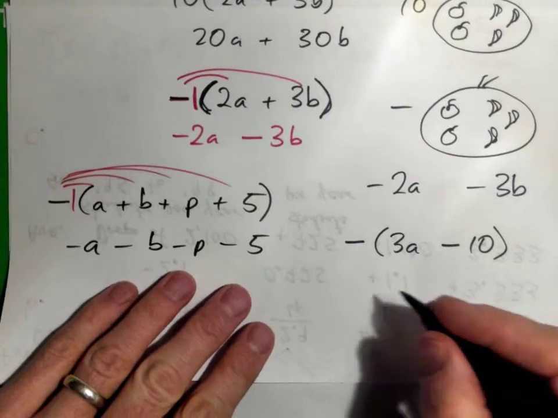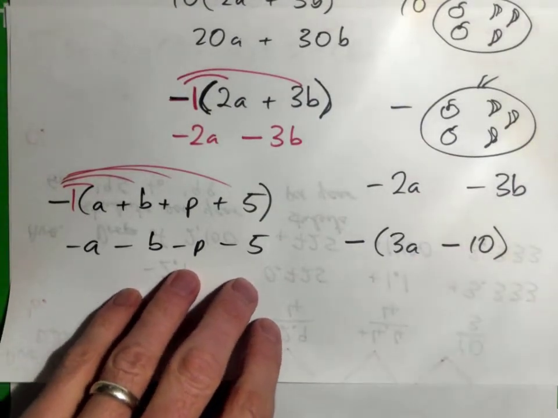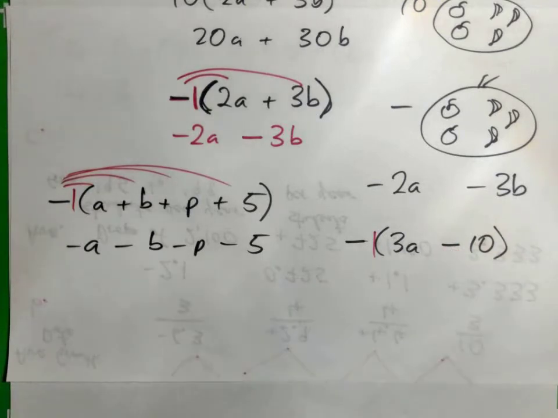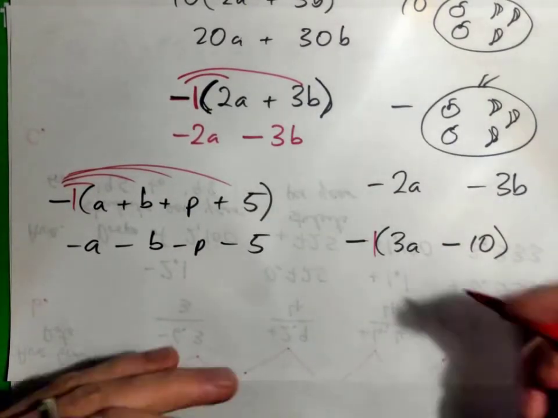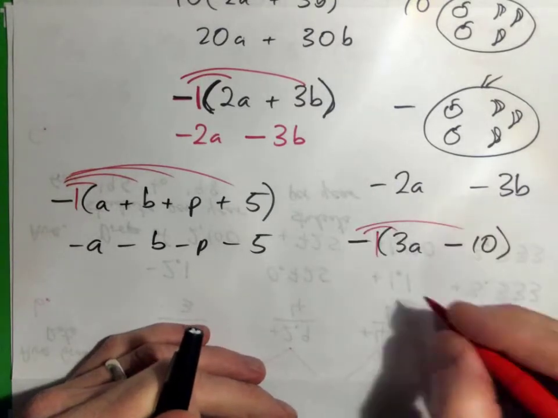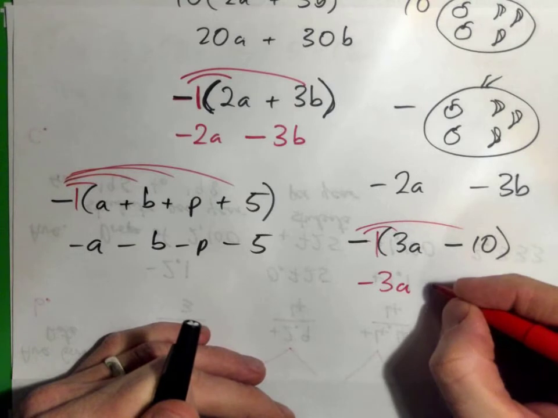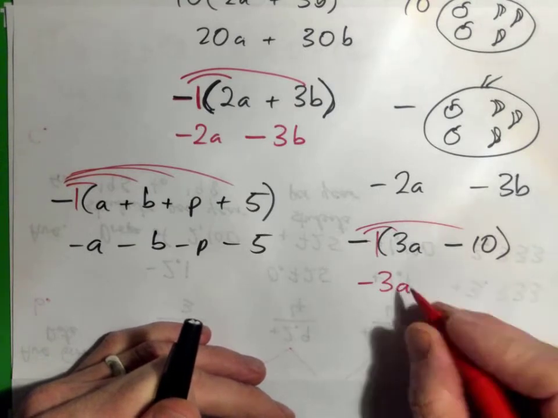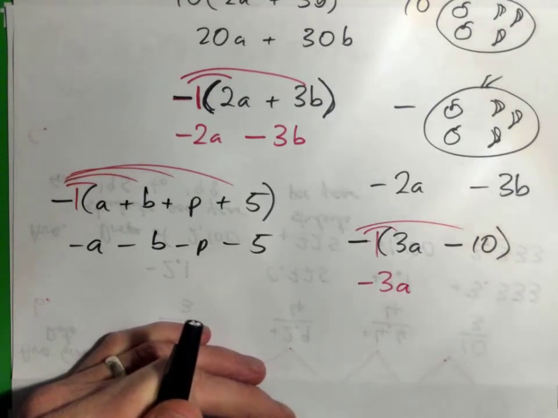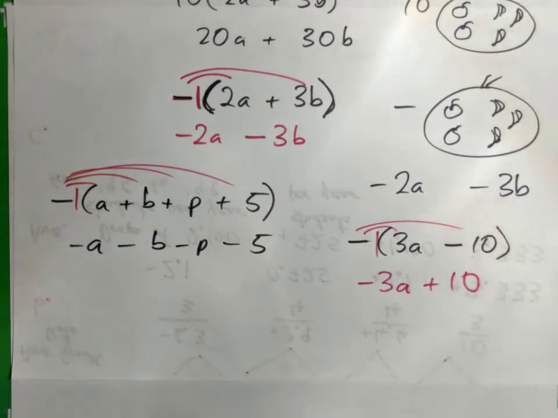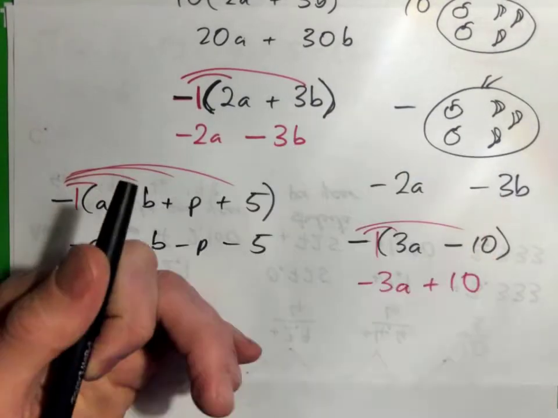Well, yeah, you'd be taking away the 3 apples, but you're also going to take away a debt of 10. If you take away a debt, it's like giving 10. So what we do is we just multiply by negative 1 to get negative 3a. And negative 1 times negative 10 is negative 1 times negative 10 plus 10. Taking away that debt is like giving money. Like if you have a debt and I take it away, it's like giving money.